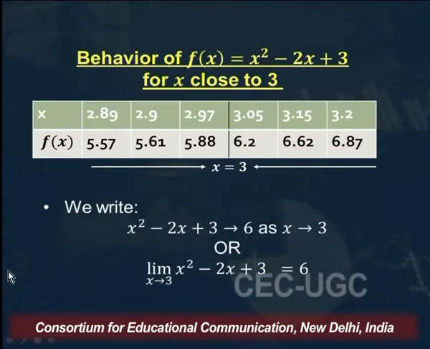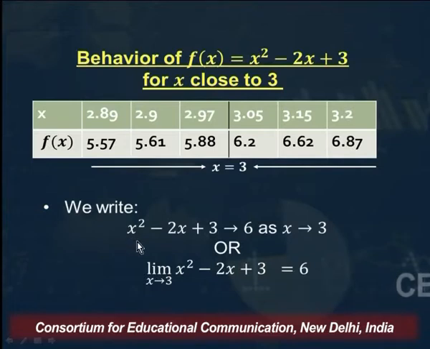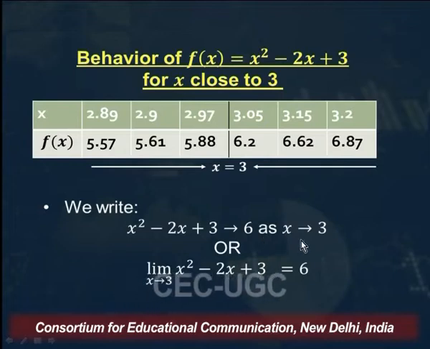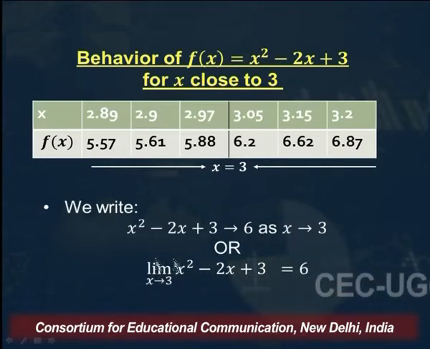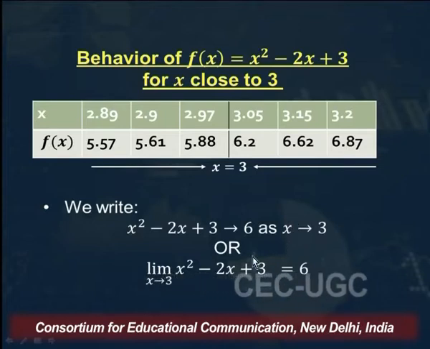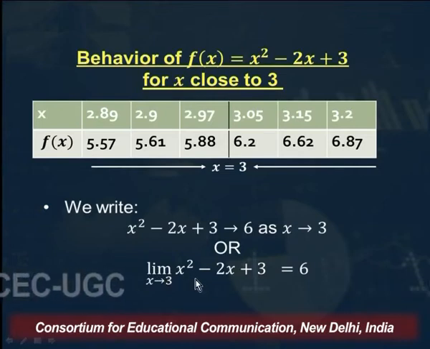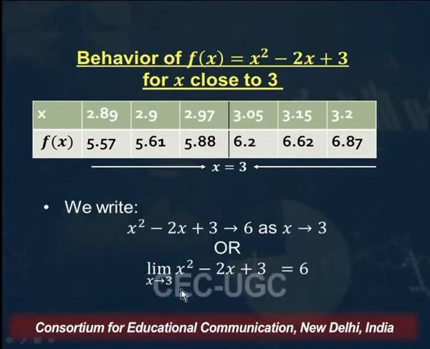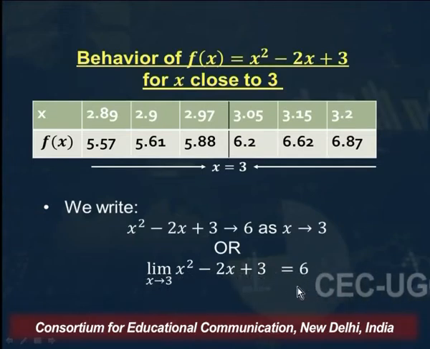So here, this is how we write things mathematically: the function x squared minus 2x plus 3 approaches 6 as x approaches 3. We can also alternatively state this as x squared minus 2x plus 3 tends to 6 as x tends to 3. Or more formally, we can say that the limit of the function x squared minus 2x plus 3 as x approaches 3 from either side is equal to 6. Okay, so the limiting value of the function x squared minus 2x plus 3 as x approaches 3 is 6.